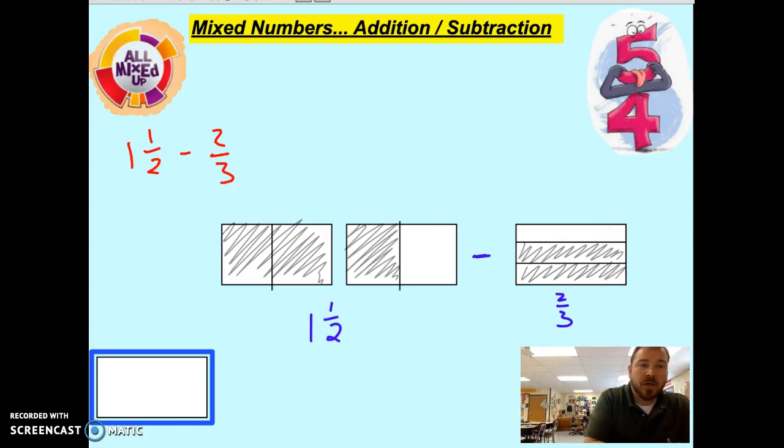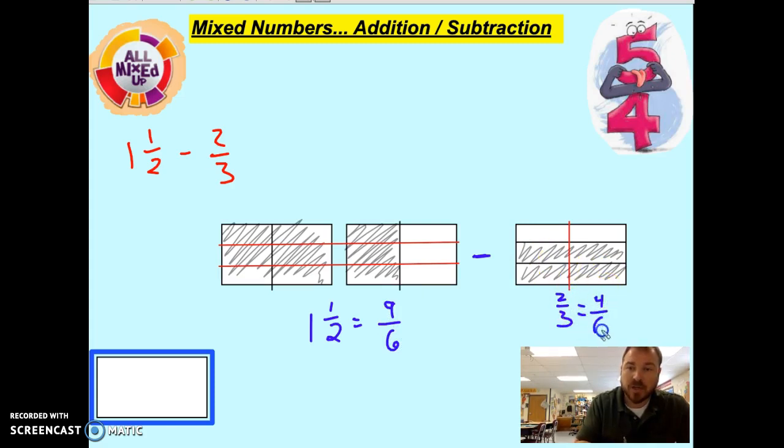All right, we're going to go ahead and flip-flop our partitions now, so I'll cut this into thirds over here. And I'll cut this into halves over here. And we just made our common units again, just like our first problem, of sixths. Okay, 1.5 is still 9/6, and 2/3 is still 4/6. And this time I'm going to subtract instead. So 9 minus 4, 5/6 is our final answer.